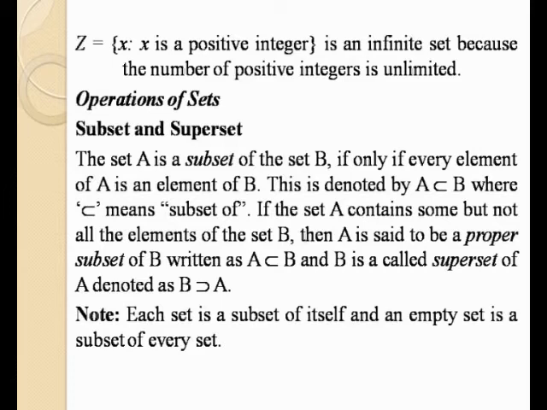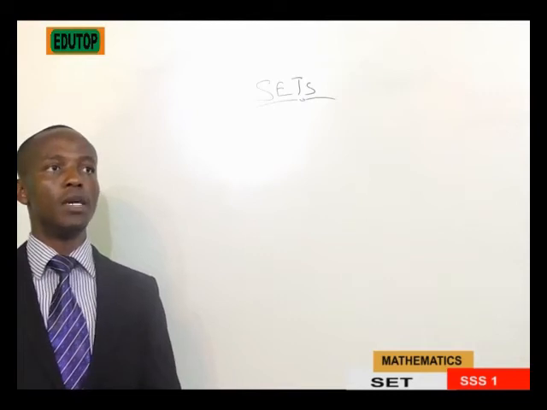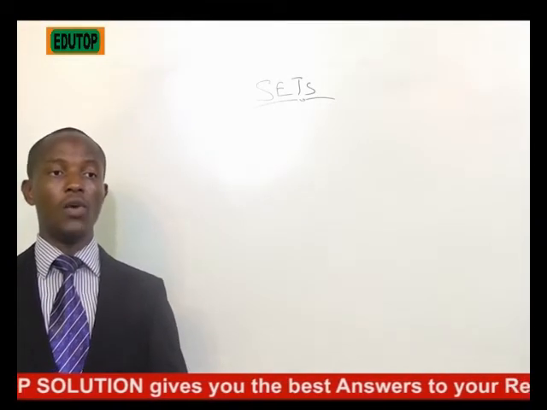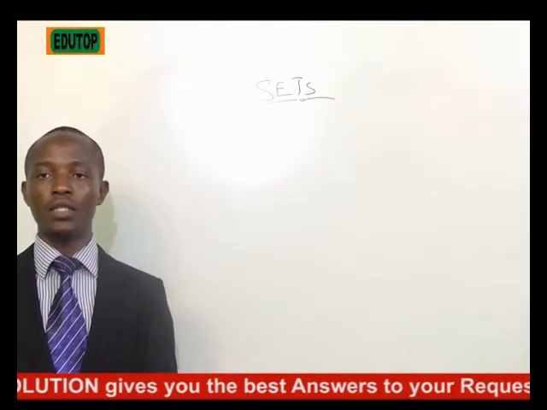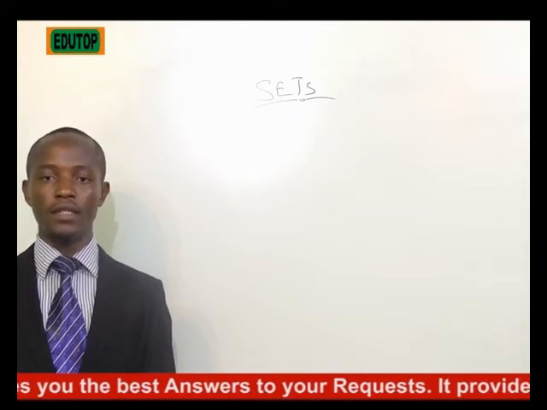Note, that is something for us to note. Each set is a subset of itself. A set is always a subset of itself. That is, we say that the set of positive integers will always be a subset of the set of positive integers. An empty set is a subset of every set.